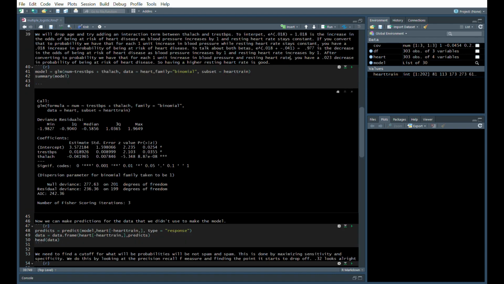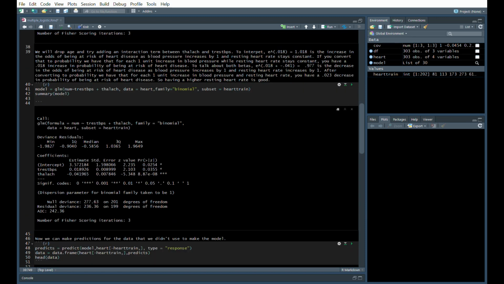So we're getting trestbps having a 0.018 beta and thalach is negative 0.04. They both are significant with p-values less than 0.05, but it looks like thalach is actually even more significant than trestbps. So this is still a very similar output to a linear model. Now we'll go ahead and try to interpret the betas.